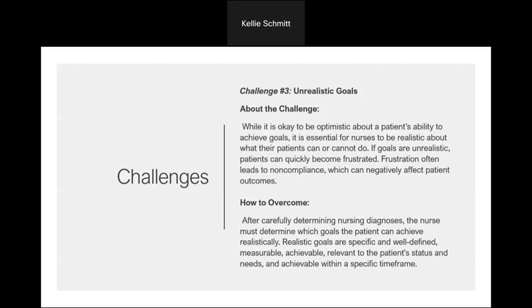We should discuss goals with patients, family, care providers, and even our nurse manager. We need to offer support and encouragement to the patient. As nurses, we should continually monitor and assess the patient's progress towards meeting goals.